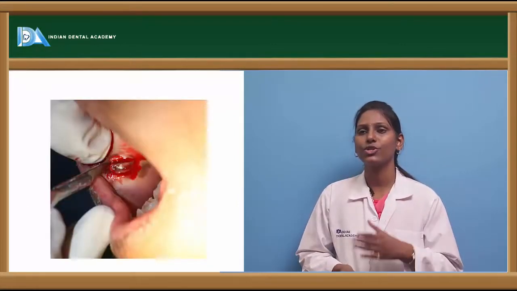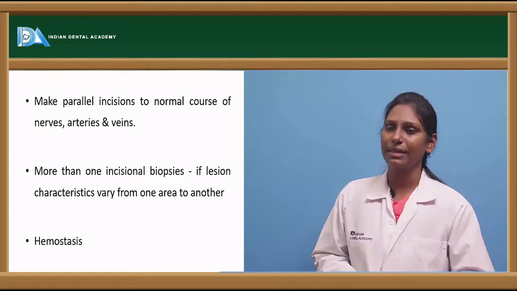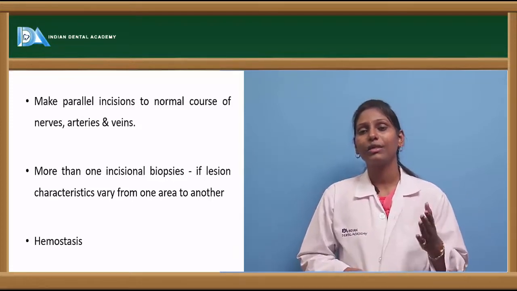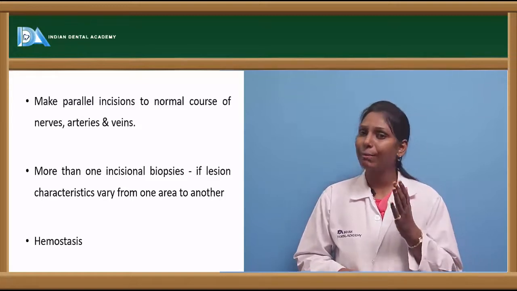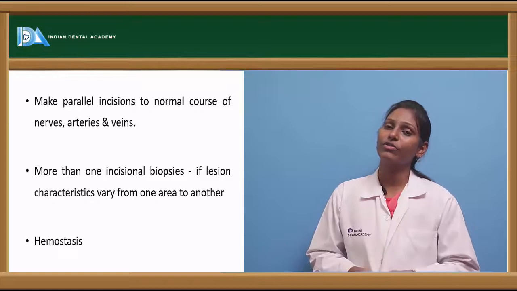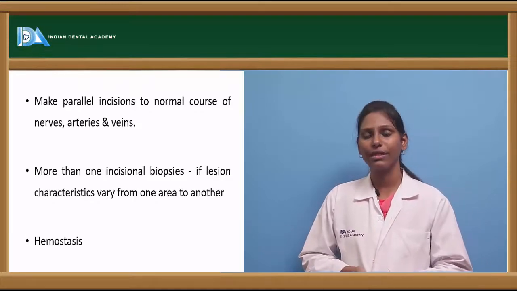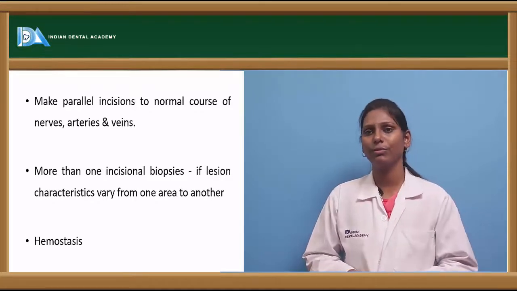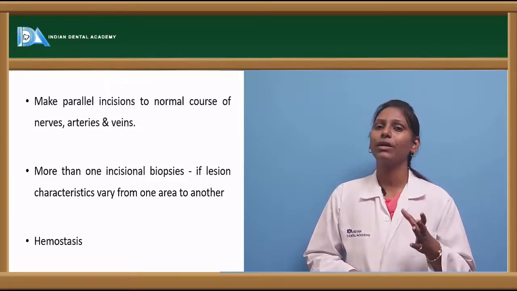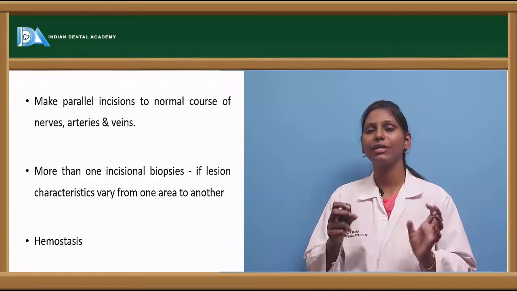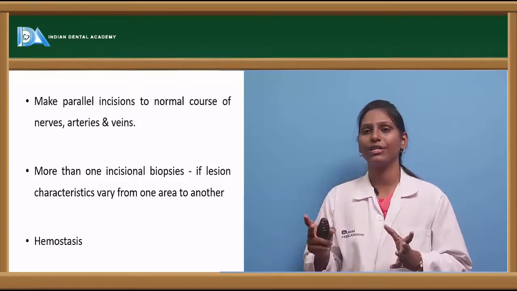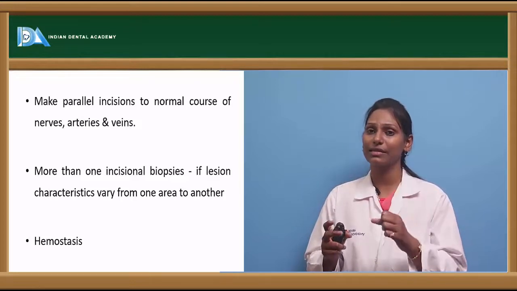So this is a picture which is showing a wedge-shaped incision that is being taken. Always, when we suspect any important anatomical structures present near it, make parallel incisions, that is parallel to the normal course of your arteries, veins or any nerves that are present in the vicinity. And more than one incisional biopsy, if required, has to be taken in cases where multiple lesions are present. Then take incisional biopsies from one or more regions whichever have those characteristics of the lesion.